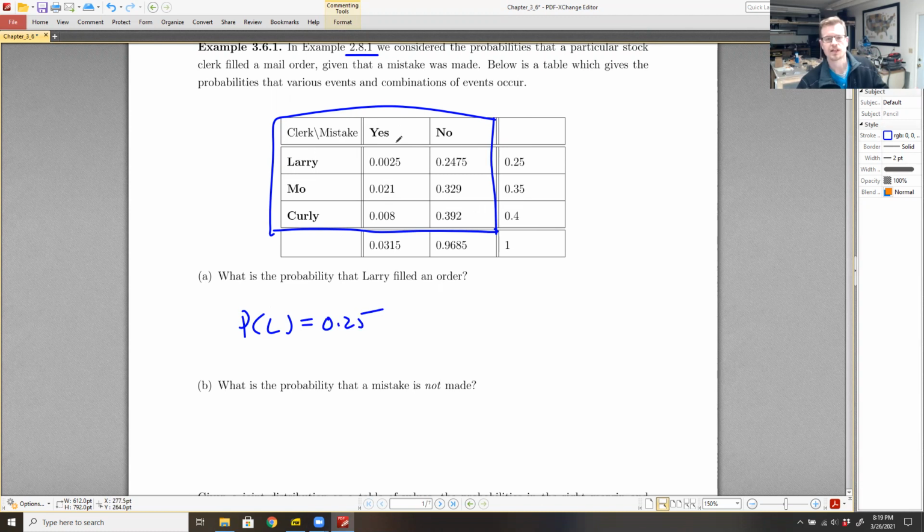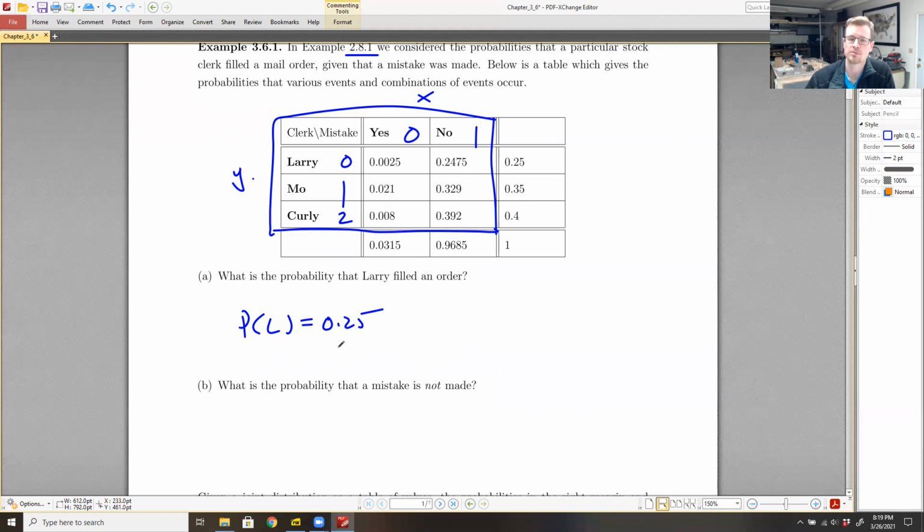But then we can also take a look at the column and say, this column represents yes, and if I add up all of those, this is the probability that yes, a mistake is made. And this would be the probability that no mistake is made, by adding up all these probabilities. So in the previous section, we also gave the designations that yes was 0, no was 1, Larry was 0, Mo was 1, Curly is 2. So that gave us distributions of variables x and y.